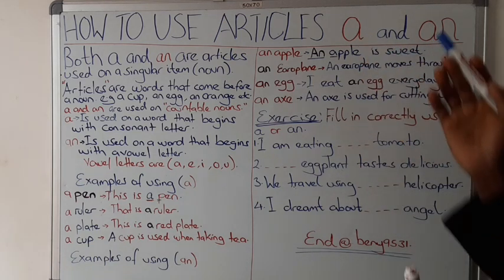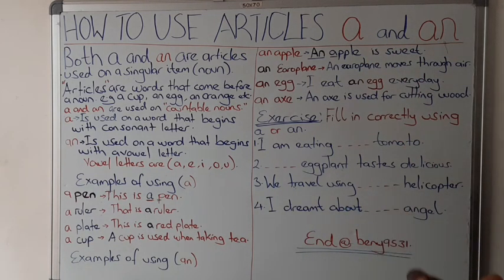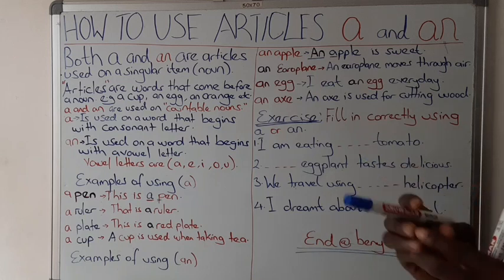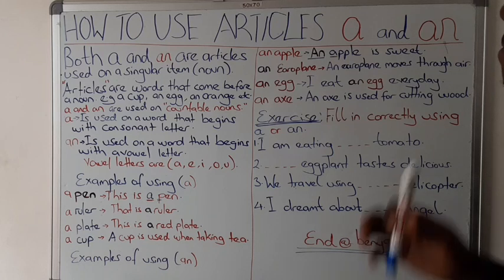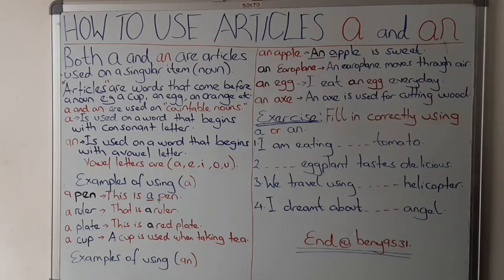Articles a and an. Most of the times you've been seeing these words. For example, I am going to eat an egg. I'm going to eat an apple. Today I'm traveling to a safe place. We're going to learn how to use a and an.